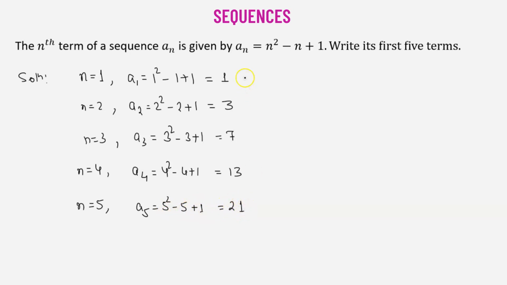So these are the first 5 terms of the sequence an, which is given by n squared minus n plus 1. That means the given sequence will be, let's write it down: the first term, which is 1, followed by 3, then 7, 13, and finally 21. These are the first 5 terms of the given sequence.